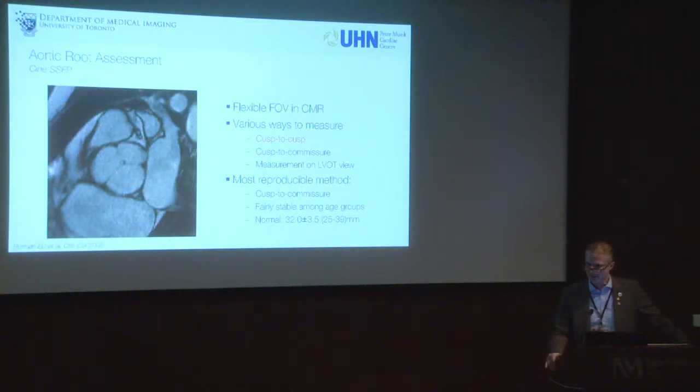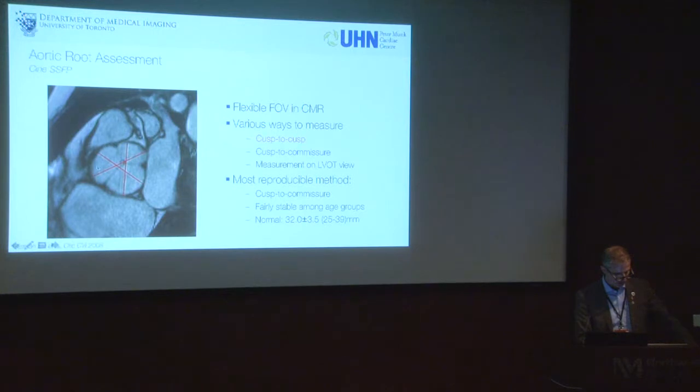About the aortic root, there are different ways to measure it. And we're kind of stuck in between what the clinicians are used to, because they're using echo most of the time, and what we know is the best way to measure in CT and MR. So there are two different ways. You can measure cusp to cusp, which is the largest diameter in general, something typically followed in echo. But we can also measure cusp to commissure, which is much easier.